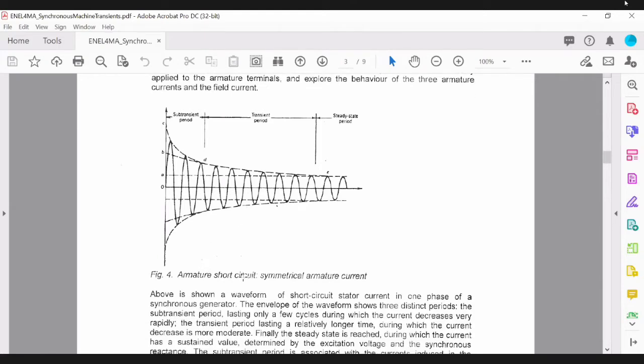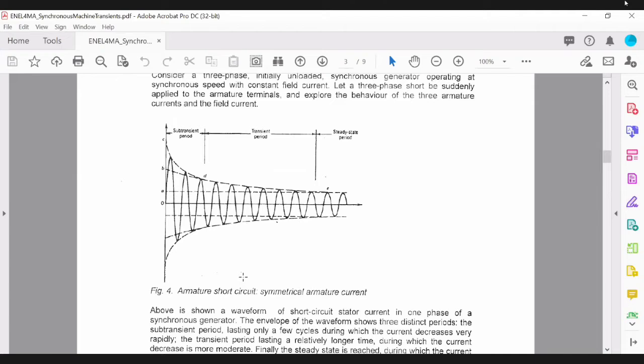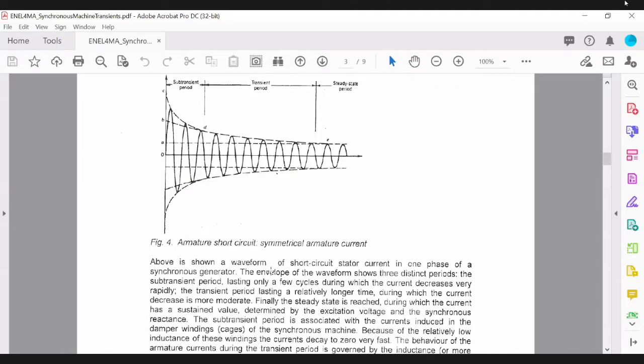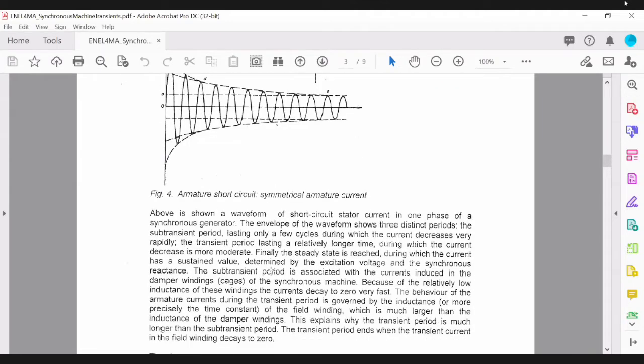So this is the first time we're showing the subtransient reactance, which we will discuss a bit later in this section. And what you need to observe in this figure 4 is that you have three sub-periods. You have the subtransient, the transient, and the steady state period, where the amplitude of your armature current is going to change.